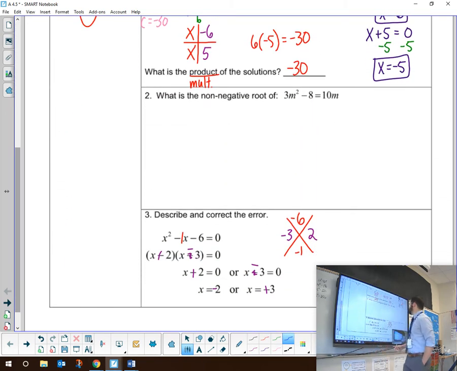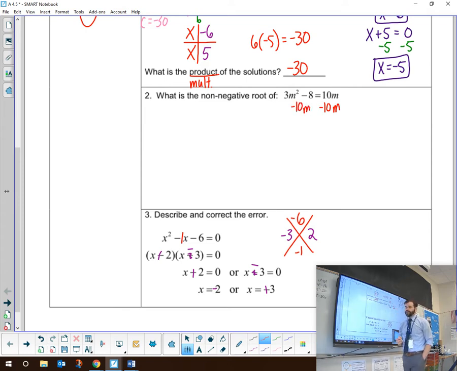Right to number 2. Remember, whenever we are solving these quadratic equations, step number 1 is to move everything to one side and get the other side equal to 0. That way I can factor and solve. So I need to move this 10m over to the left side. I'm going to start off today by minusing this 10m.